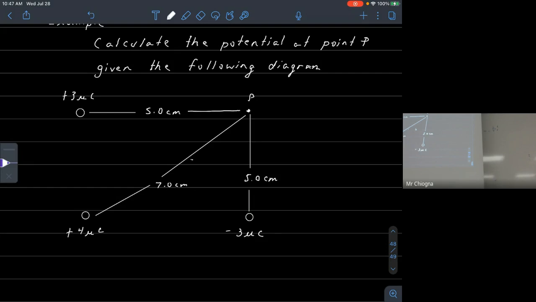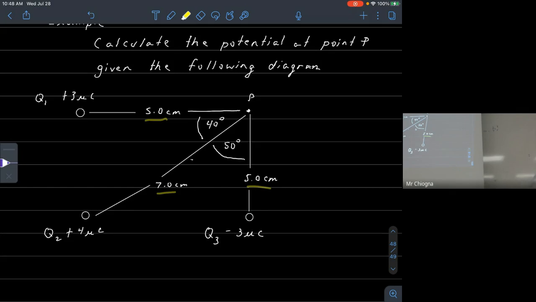So that's my Q1. That's my Q2. That's my Q3. It really doesn't matter what the angles are. Sometimes they'll put this in here, but you need to know, obviously, that it forms a right angle. That's all you need to know. Actually, you don't even need to know that. What's important in this calculation is the distance and the charge. That's it. It's a scalar.